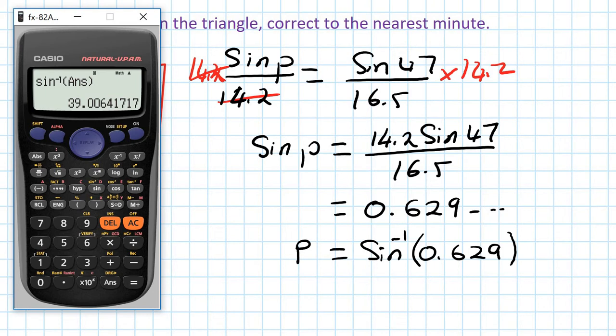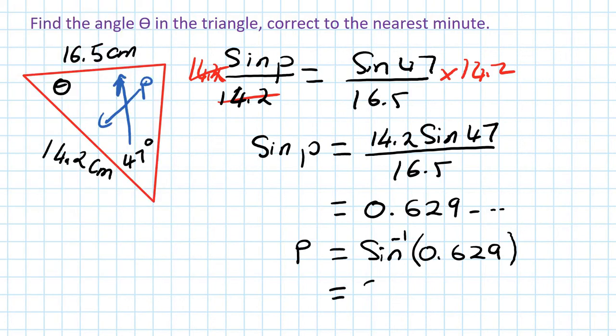I want it to the nearest minute. So you get 39 degrees 0 minutes and 23 seconds. 23 seconds is less than 30 seconds. So your answer is P equals 39 degrees and 0 minutes. So that is P.